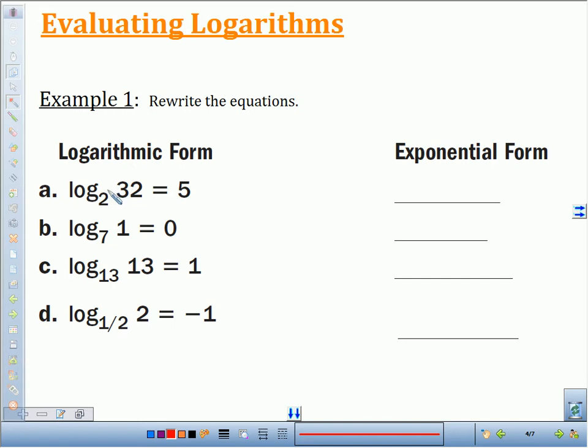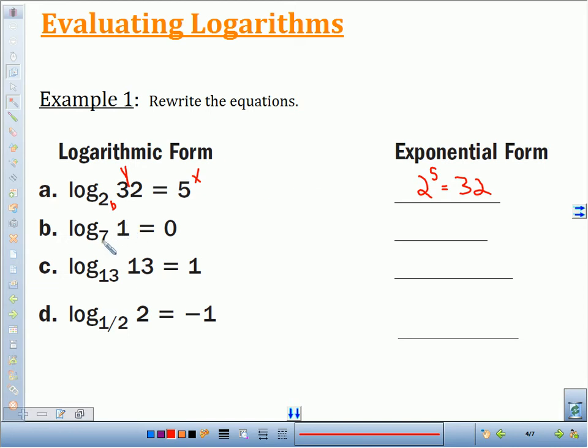So, with that in mind, if I have log base 2 of 32 equaling 5, I rearrange the numbers. Remember, this is b, this is y, and this is x. Log base b of y equals x. Then I would rewrite this as base 2 to the 5th power equals y, in this case 32. And that says that 2 to the 5th equals 32, which is true.